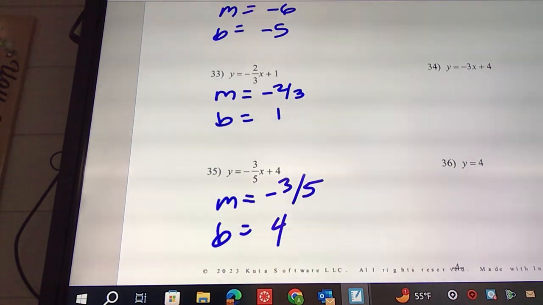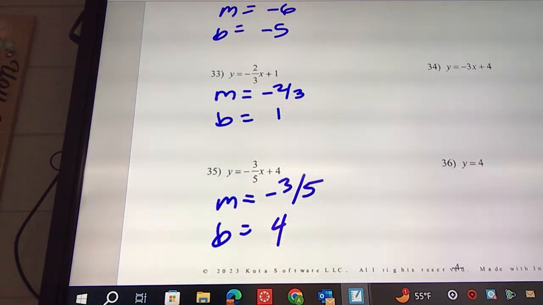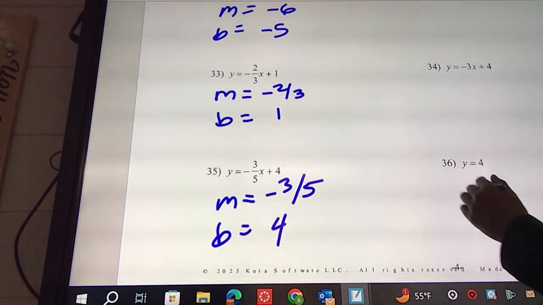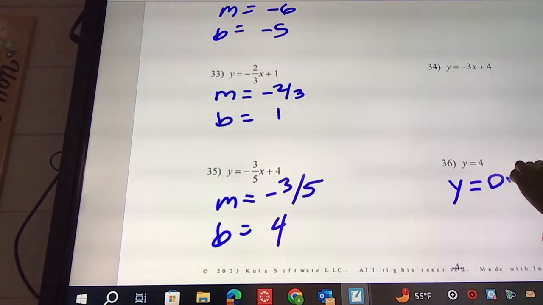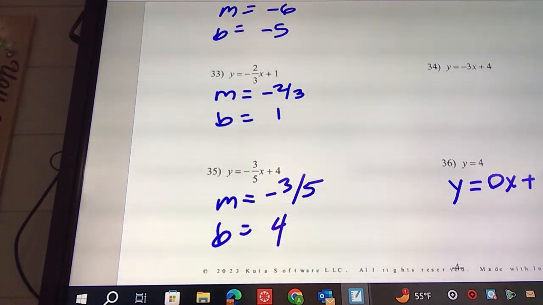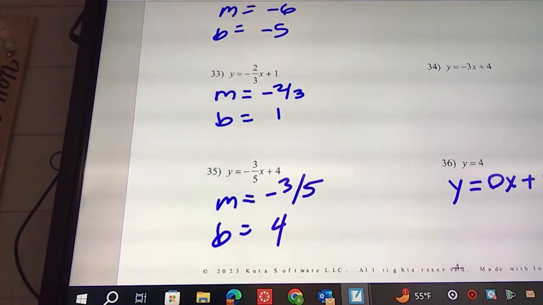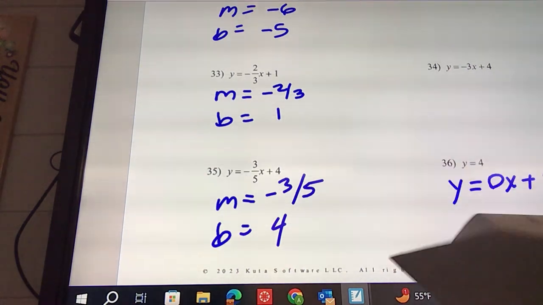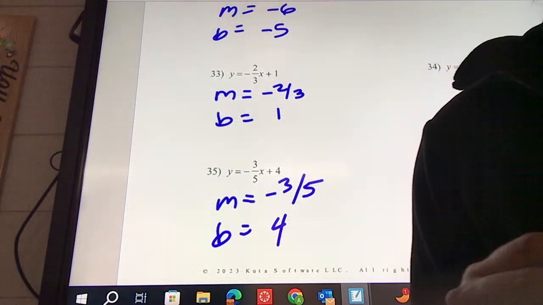Okay, look at 36. 1 and 4. There is no x there. So if you were to add stuff in, it really is like this: 0x plus 4. Because 0x is really nothing, you would just be left with 4. So my slope is going to be 0, and my y-intercept is going to be 4. Okay, you guys go through, get your side done, and then put it in the box back there.